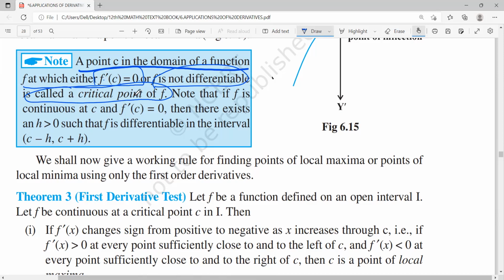What is the difference between a turning point and a critical point? Turning point means this. Critical point means this also. Both are called critical points. Critical point means either not differentiable or f dash of c equal to 0. In this case f is not differentiable. In this case it is differentiable and f dash of c is 0. That point you should note.